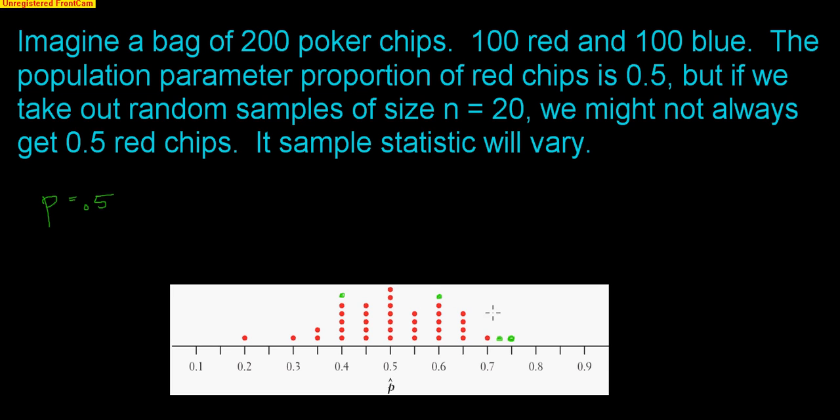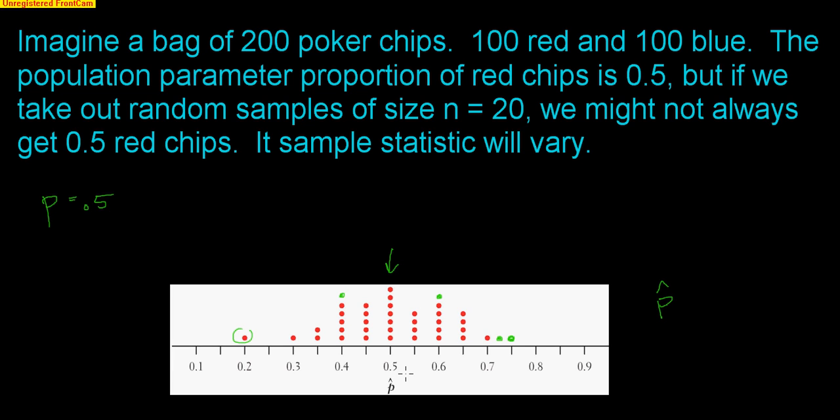The idea is that these dots represent a bunch of p-hats. And sample statistics like p-hat, like x-bar, they're going to vary. They're not always going to be what's true. Yes, some samples might be the 50% that's true, but you might also get some samples that are way far away, or some samples that are close to 50%, but not exactly. This is exactly what we're talking about when we reference sampling variability.